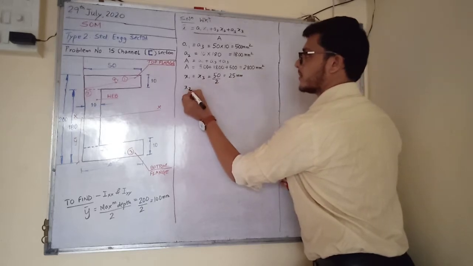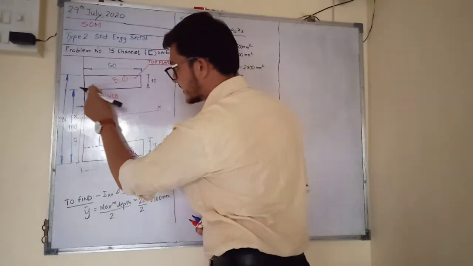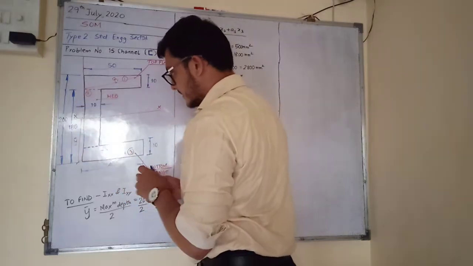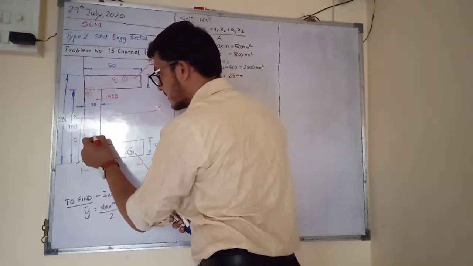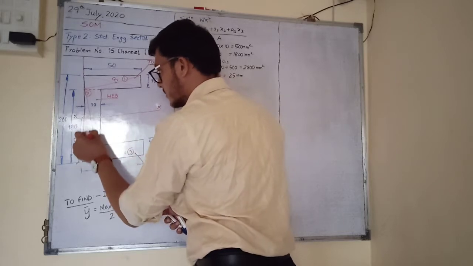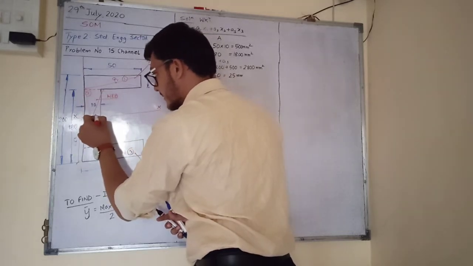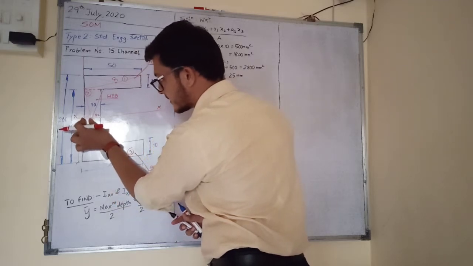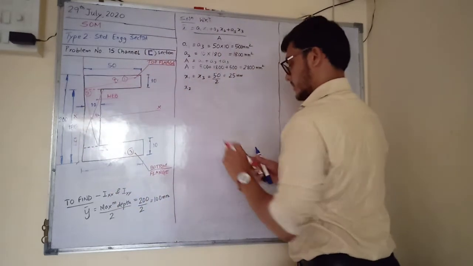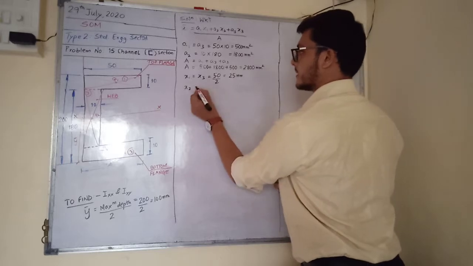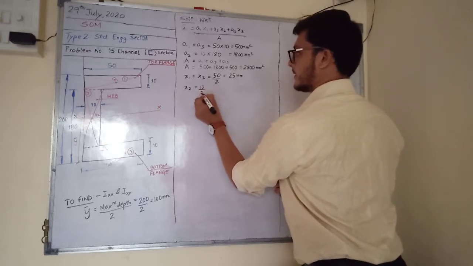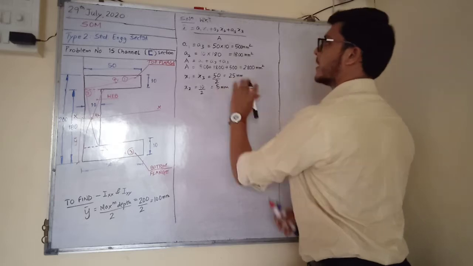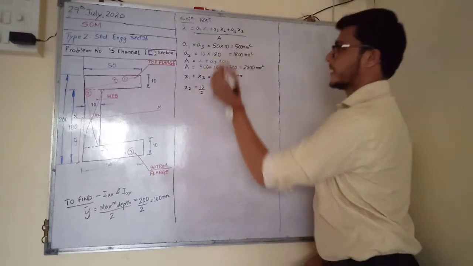And x2 will be how much? x2 you have to see here. This is rectangle number 2. This is the reference axis. G2 will be here. So from the reference axis to G2, this small distance will be half of 10. So this x2 is half of 10, that is 5 millimeter. Now I have all the values. I'll substitute and get the value of x bar.